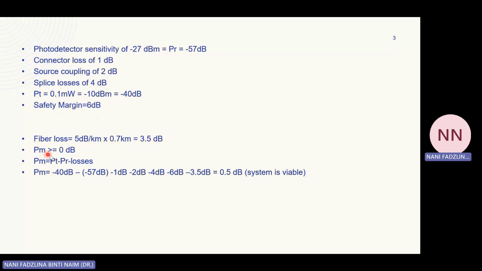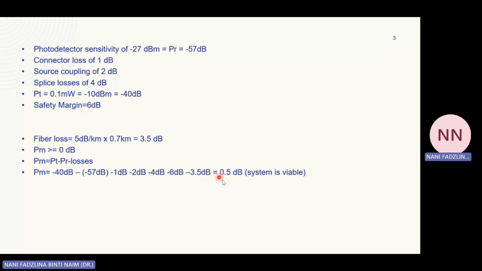So we already know this formula: power margin must be greater than or equal to 0. And we also know the formula of power margin equals power transmit minus power receive minus the losses minus the safety margin. So power transmit is negative 40 dB. Power received is negative 57 dB. These are all the losses: connector loss, source coupling loss, splice loss, the safety margin, and this is the fiber loss. And finally, you will get 0.5 dB. So this is our power margin value.